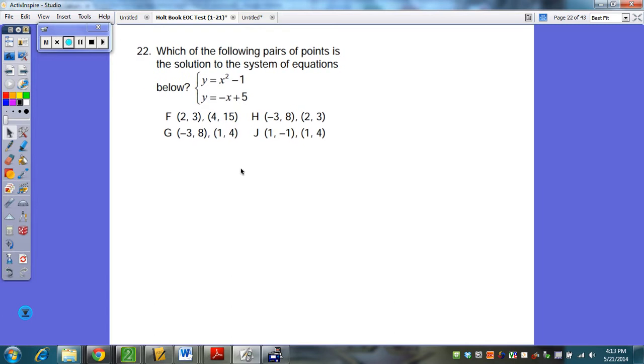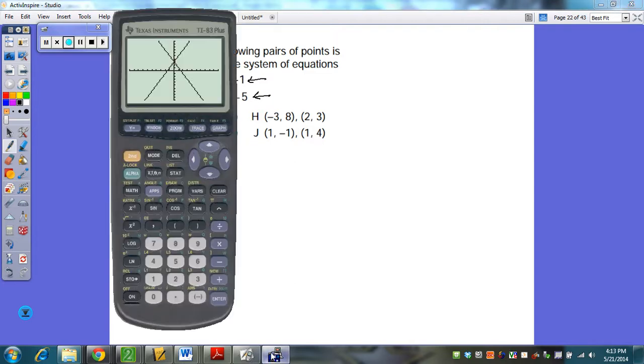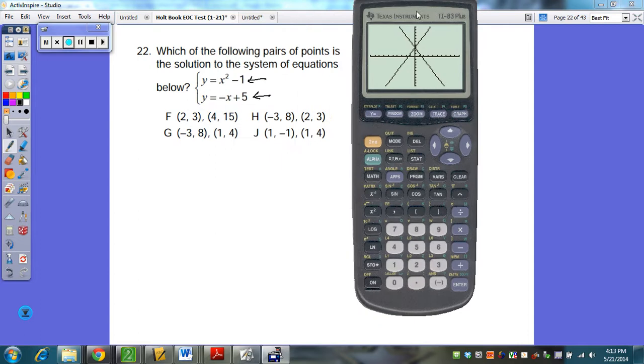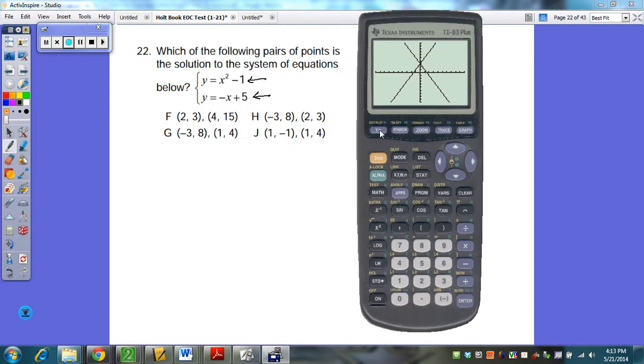Which of the following pairs of points is the solution to the system of equations? Well, again, you have a quadratic equation right here, and you have a linear equation right here. My suggestion again, look at the calculator. Okay? Plug in your system of equations.